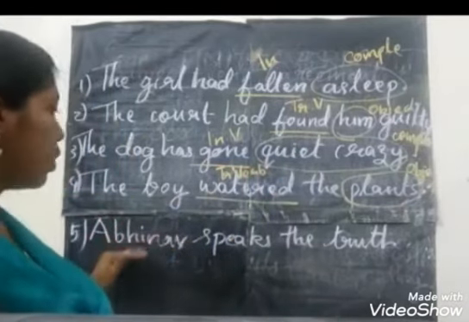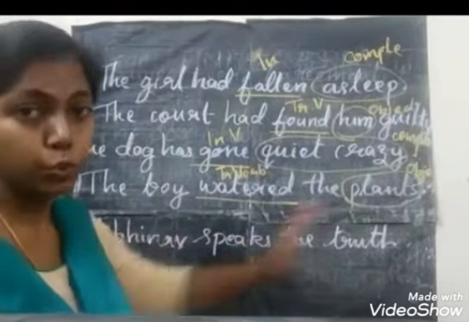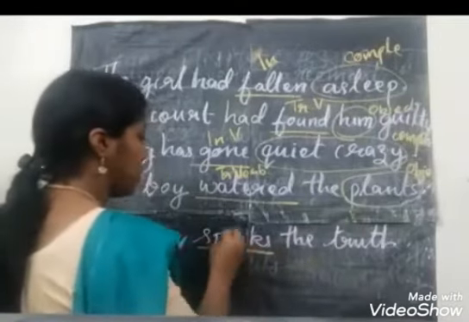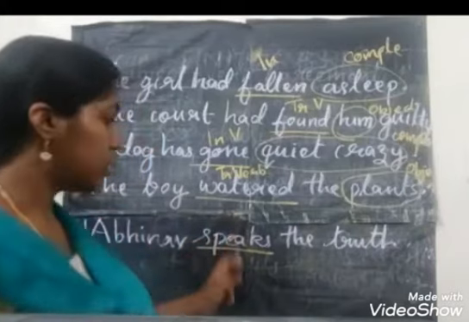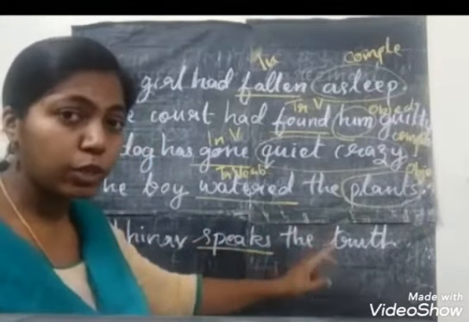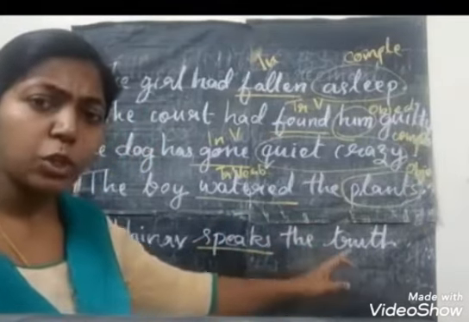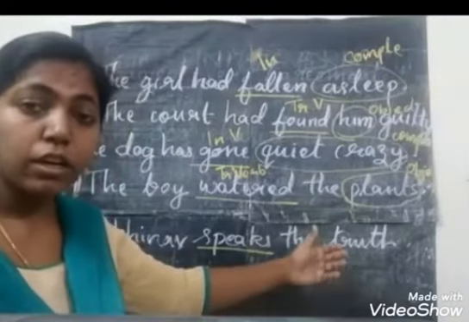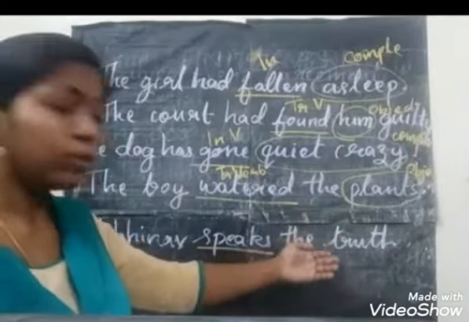Now the next one: Abhinav speaks the truth. Here, which is the verb? Yes, the word speaks is the verb. Speaks what? Again, the truth. Now you might be thinking, can the truth become an object in this sentence? Yes, you can use the tip over here.